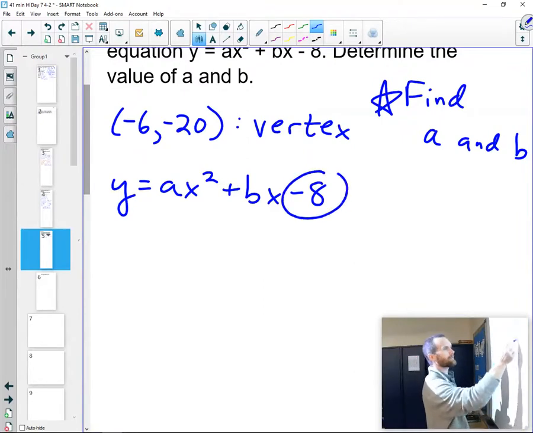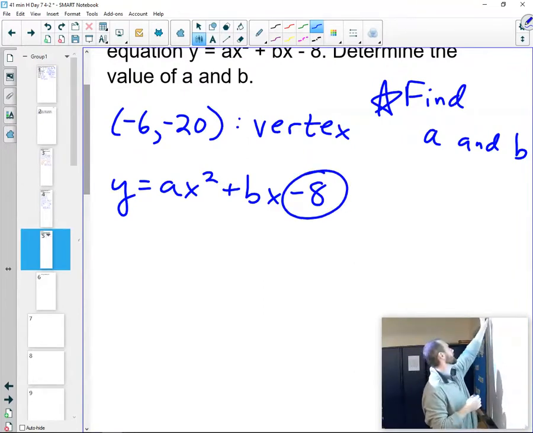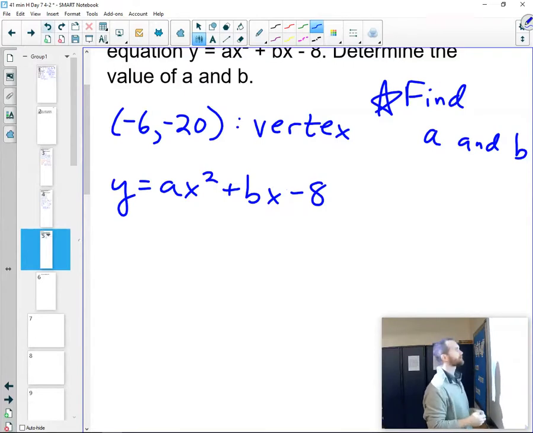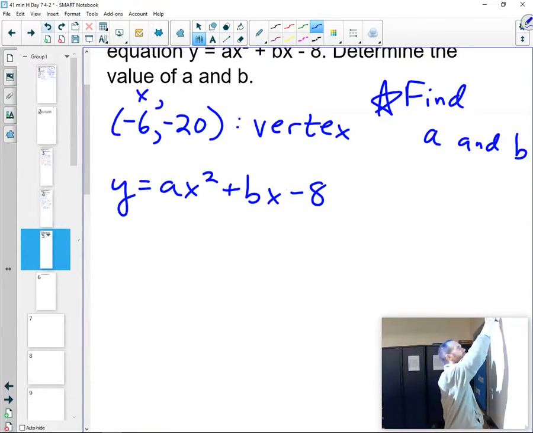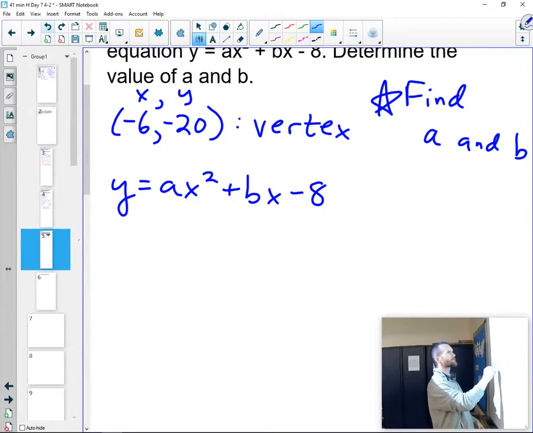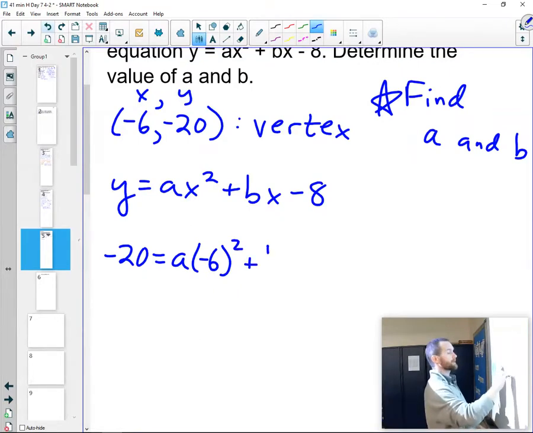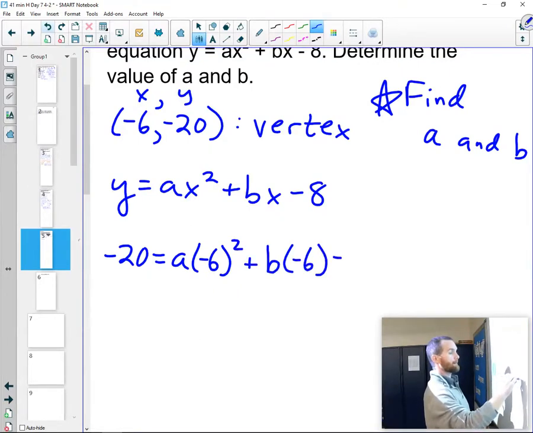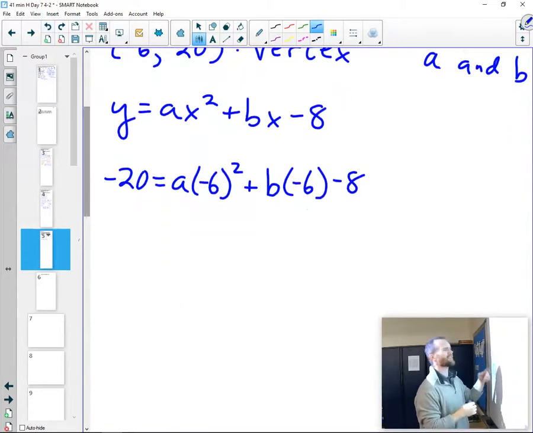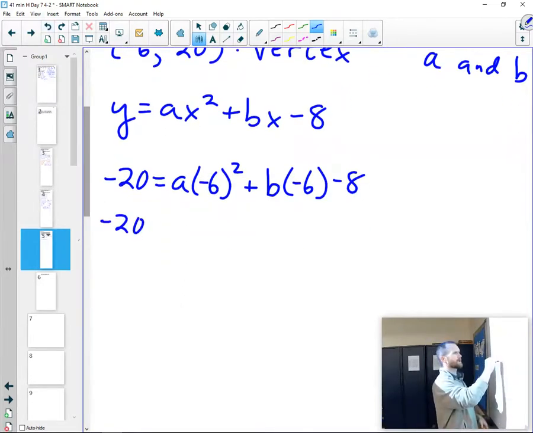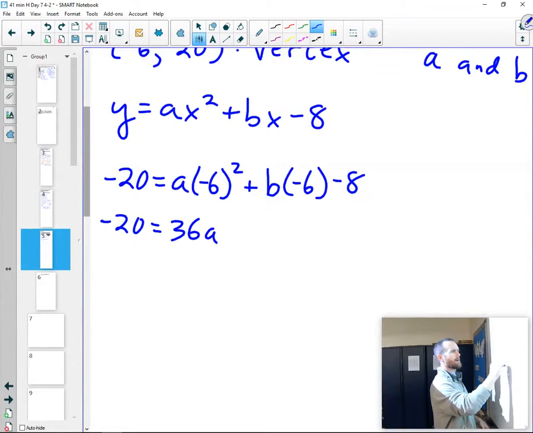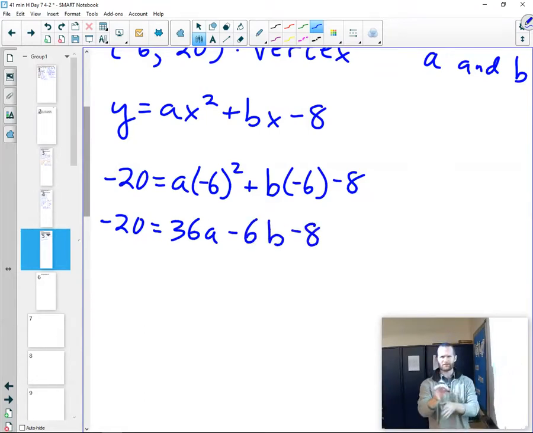They already gave us the y-intercept in the equation as c, so that makes our life a little bit easier. We can just go straight to plugging in our x and y. So that becomes negative 20 equals a times negative 6 squared plus b times negative 6 minus 8. And then we do our simplifying. Negative 20 equals 36a minus 6b minus 8.